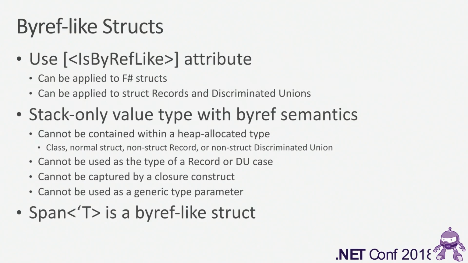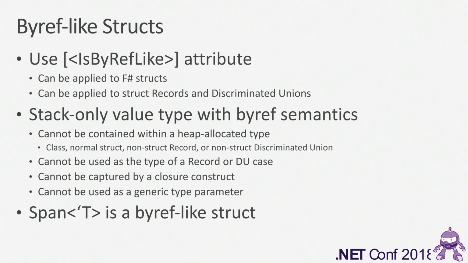Cool. So then we also have ByRef-like structs, which is basically an attribute that you can apply to an F# struct type. It can be applied to struct records and discriminated unions. We actually have a bit of an issue with DUs, so I wouldn't quite use that right now. But anyways, what it allows you to do is say, I have a value type that I've defined, and I can now give it ByRef-like semantics.